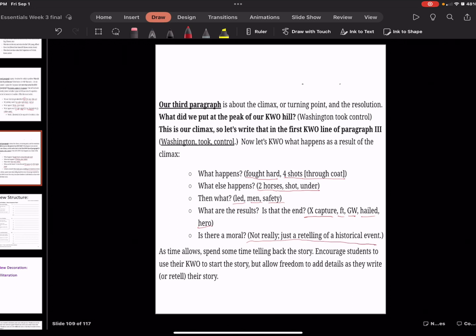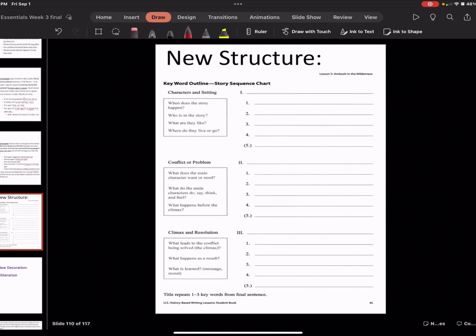As time allows, spend some time telling back the story. So again, what's our point? Once we have filled out the keyword outlines, we should be able to completely put away the source text and we should be able to tell the story based on the keyword outline only. So I'm going to go for just a second and I'll be right back. Just pause.